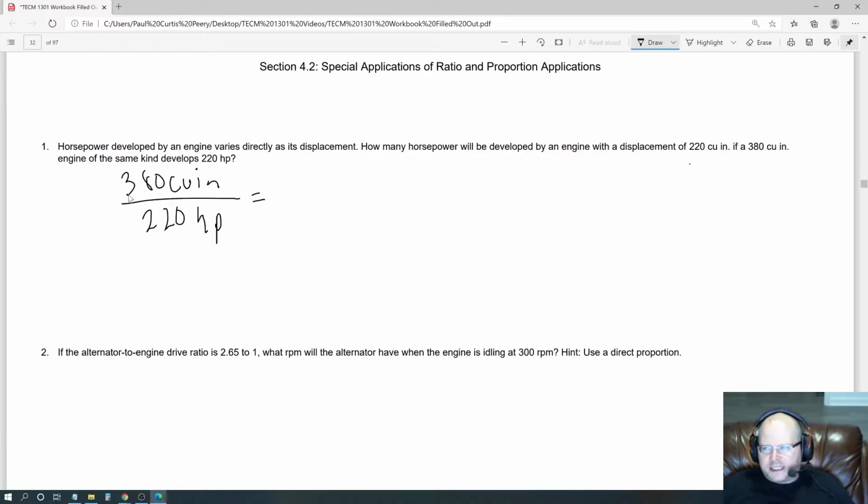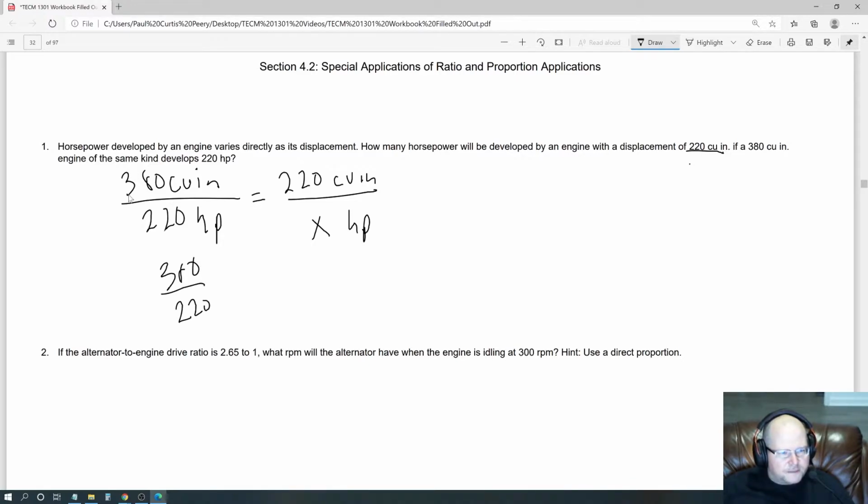Okay, so they're asking the other one, well, what if you only have 220 cubic inches? Okay, so we have 220 cubic inches. And the question is, what kind of horsepower will that give you? So that's 380 over 220 is equal to 220 over x.